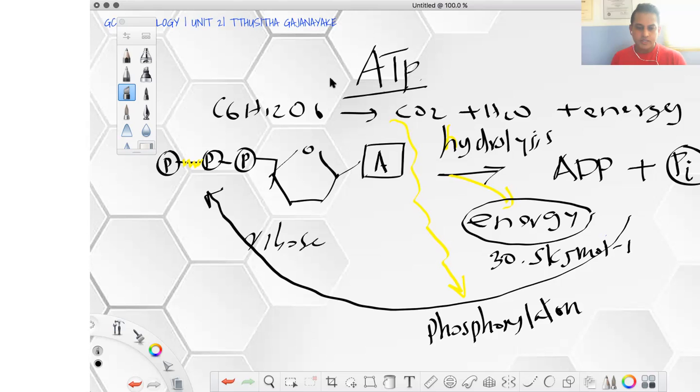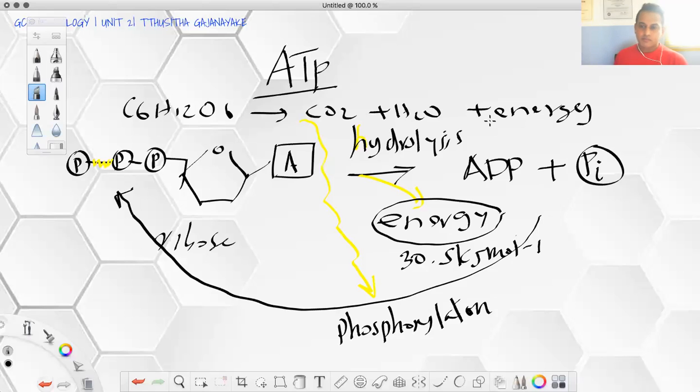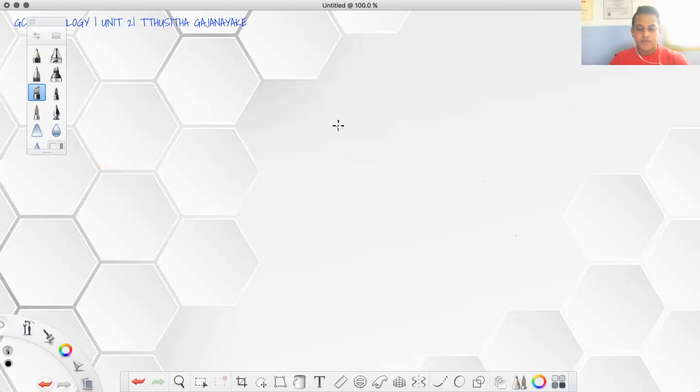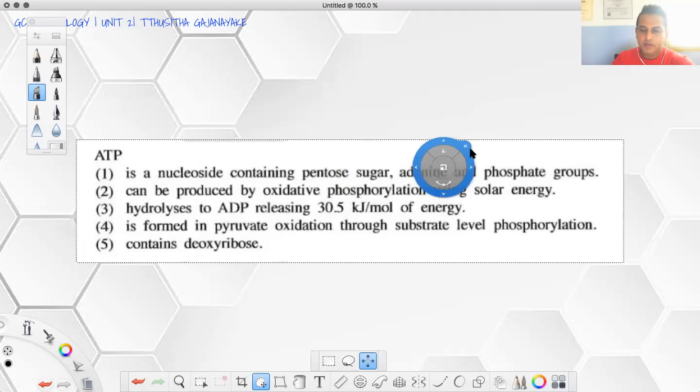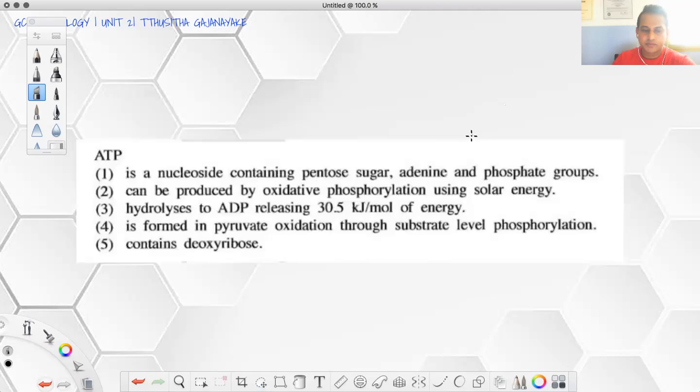So do you have any questions? Hydrolysis of ATP can yield energy. So this is the producing of ATP by adding energy to the ATP molecule from glucose. Glucose energy is transferred to the ATP molecule. Okay, even though you haven't learned all these things, I think you can still answer this question. So what is the right answer for this question?